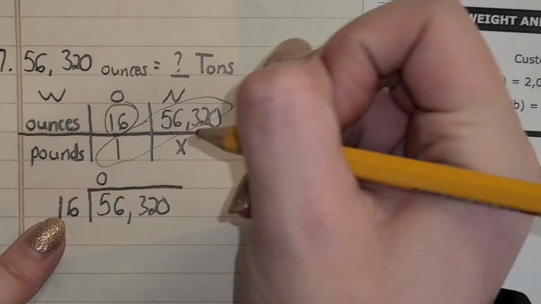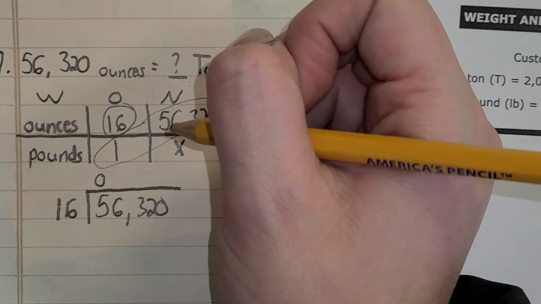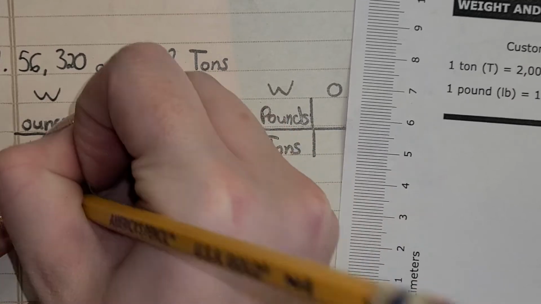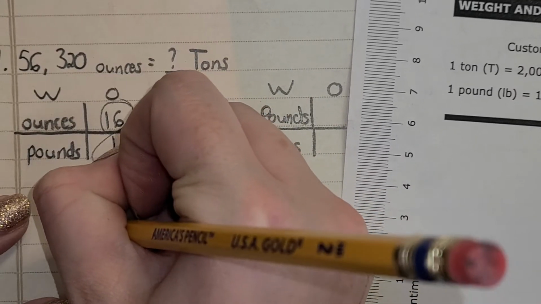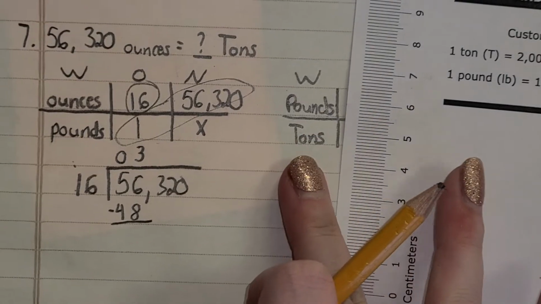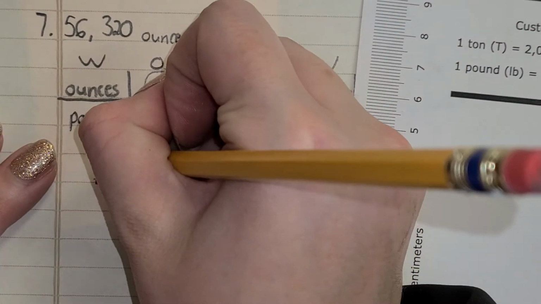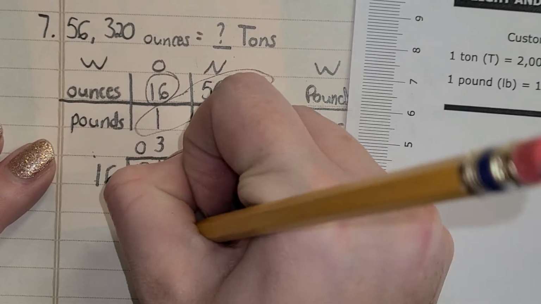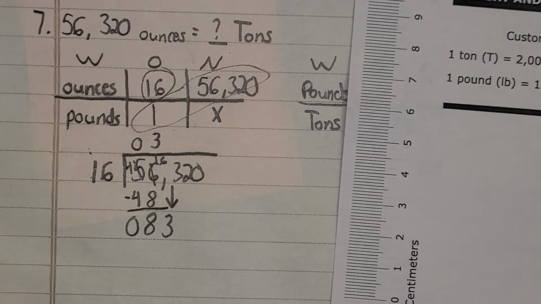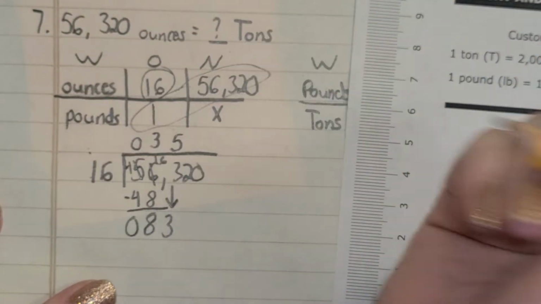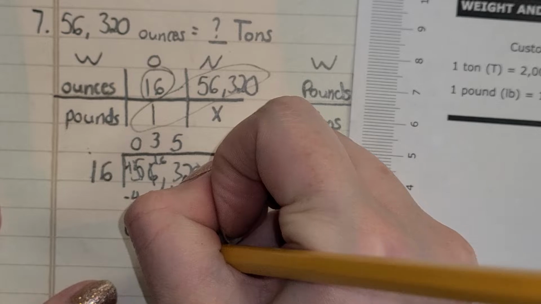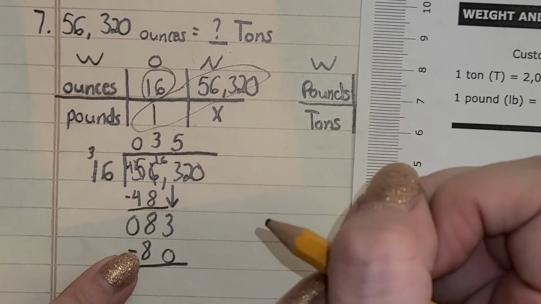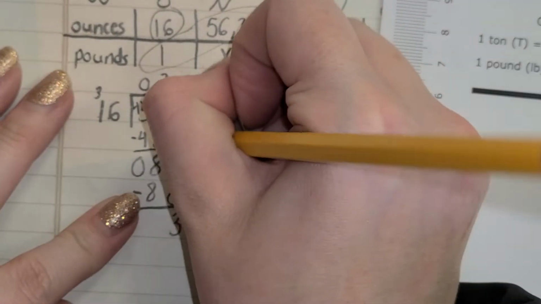16 does not go into 5. 16 goes into 56 3 times, because 3 times 6 is 18. 3 times 1 plus 1 is 4. That's as high as you can go without going over. We need to borrow, and I'm left with 8. Drop your 3. 16 goes into 83, I think 5 times is the highest it can go, because 5 times 6 is 30, 5 times 1 is 5, plus 3 is 8. That's as high as you can go without going over. Subtract, we're left with 3.